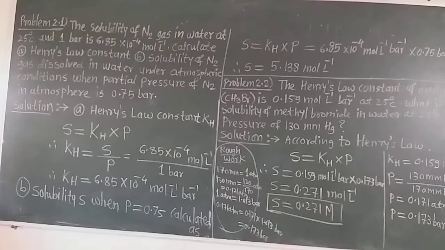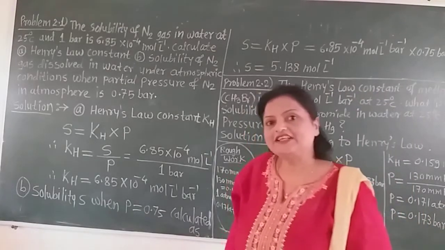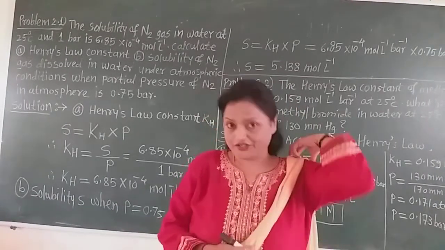Now, mathematically, Henry's law is given as S is equal to KH into P. And we know that this KH is the proportionality constant, which is the Henry's law constant. Now, let us learn some problems on the Henry's law constant.